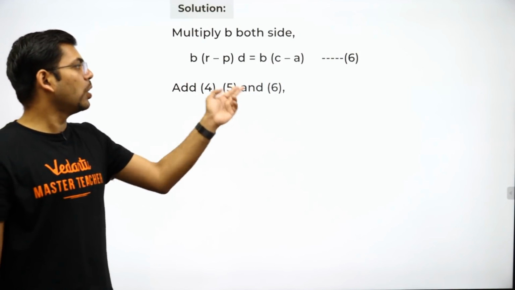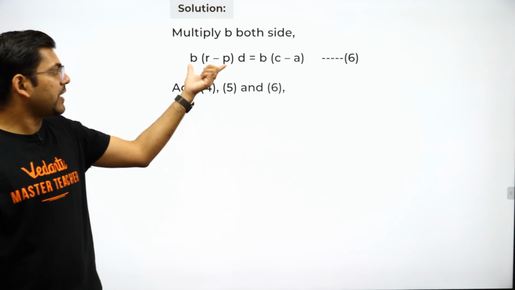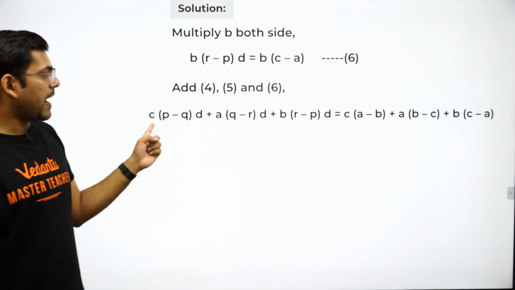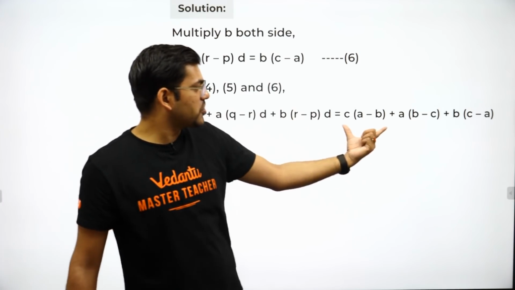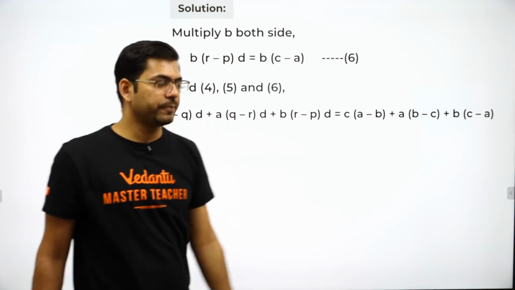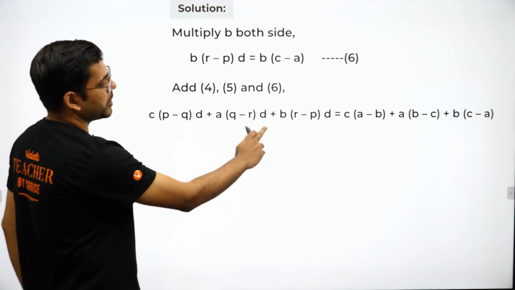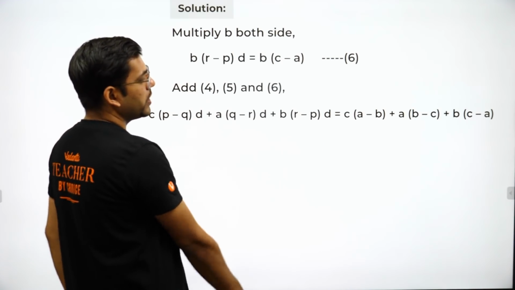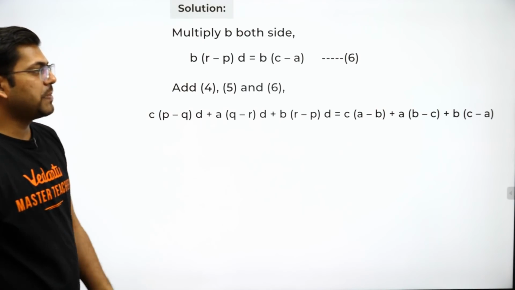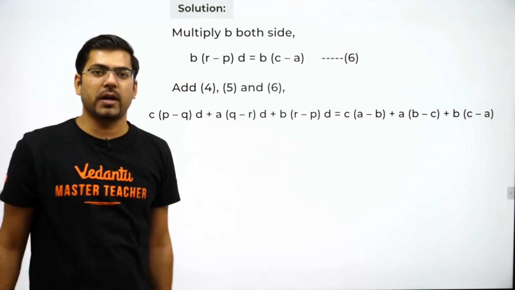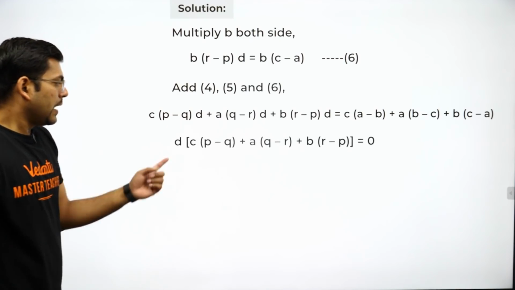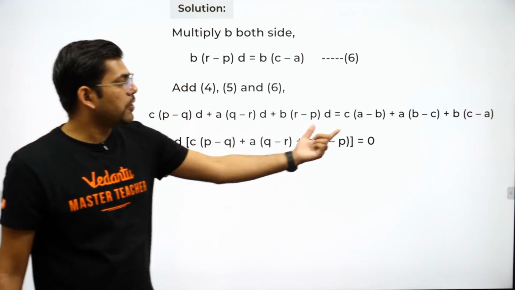So I will add all these equations. I'll be getting these terms. See, I have added all of them, and RHS also I have added all of them. Okay. C times P minus Q into D plus A times Q minus R into D and B times R minus P into D. And there C times A minus B, A times B minus C and B times C minus A. Now, taking D common, and this would become 0.